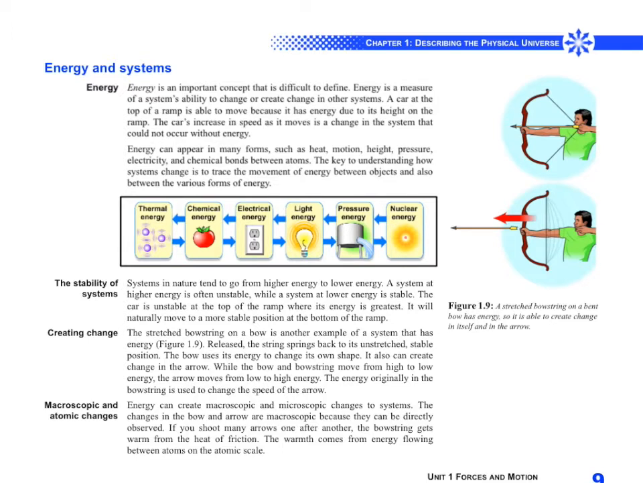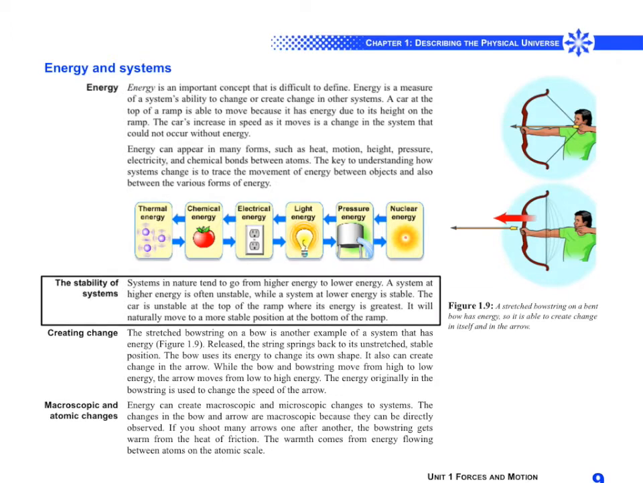This diagram is showing different forms that energy can take and different ways that it can transform between different types of energy. The stability of systems. Systems in nature tend to go from higher energy to lower energy. A system at higher energy is often unstable, while a system at lower energy is more stable. The car is unstable at the top of a ramp where its energy is greatest. It will naturally move to a more stable position at the bottom of the ramp.